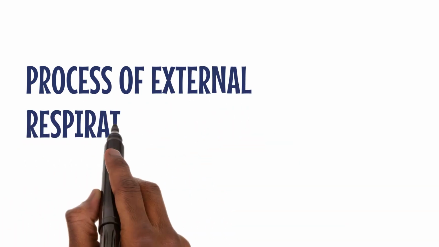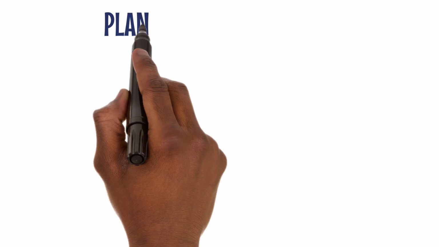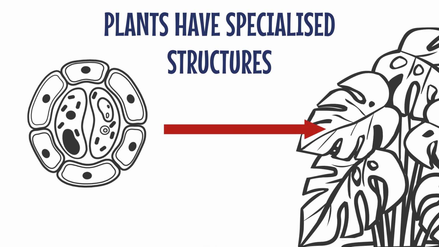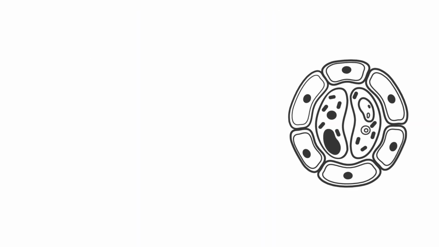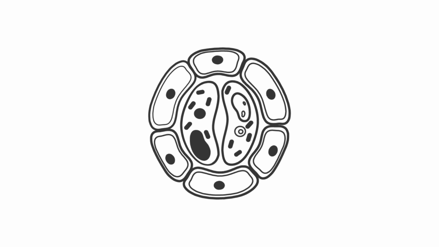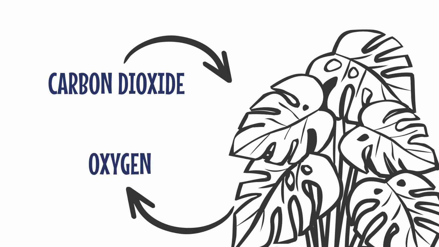Now, let's move on to the process of external respiration or gaseous exchange in plants. Plants have specialized structures called stomata on the surface of their leaves. These little openings allow for the exchange of gases. When stomata open, carbon dioxide enters the leaf and oxygen exits.